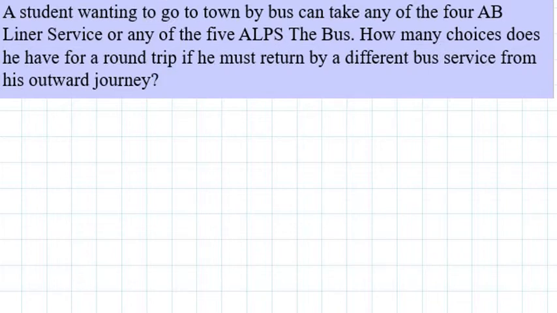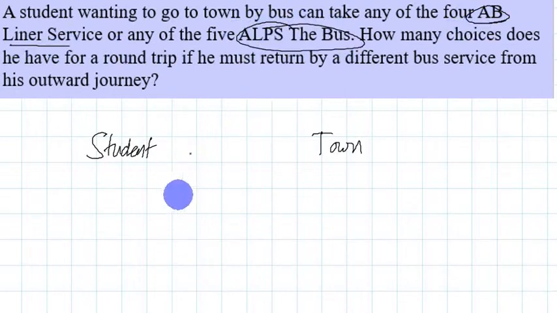Alright, let's analyze. From the place of the student, let's say this is where the student is, and he wants to go to town. He is given the choice of taking either AB Liner or Alps. Once he does that, when he goes back, he has to take a different bus service.